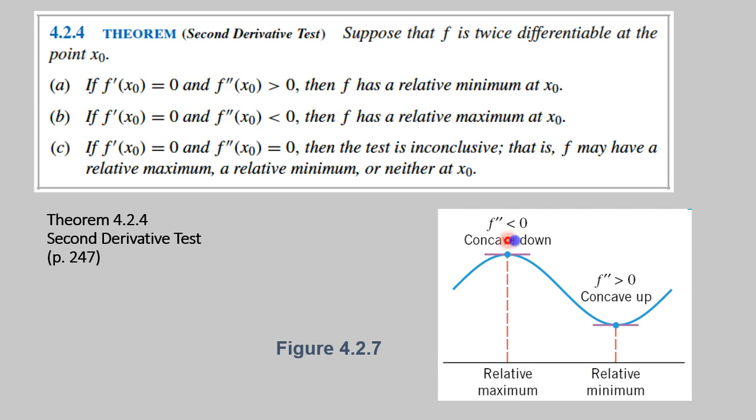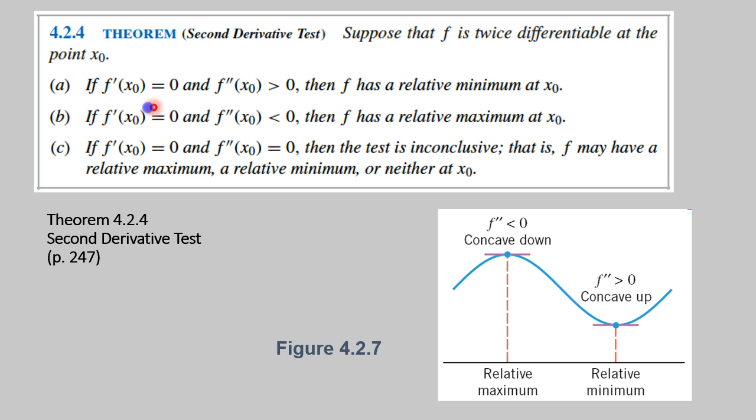Graphically, what that means is, say the first derivative is 0 at a given point and the second derivative is negative, meaning locally the graph is concave down, we're going to have a relative maximum. If the first derivative is 0 and the second derivative is positive at our point, then on an interval, around that point, the graph must be concave up, in which case we have a relative min.